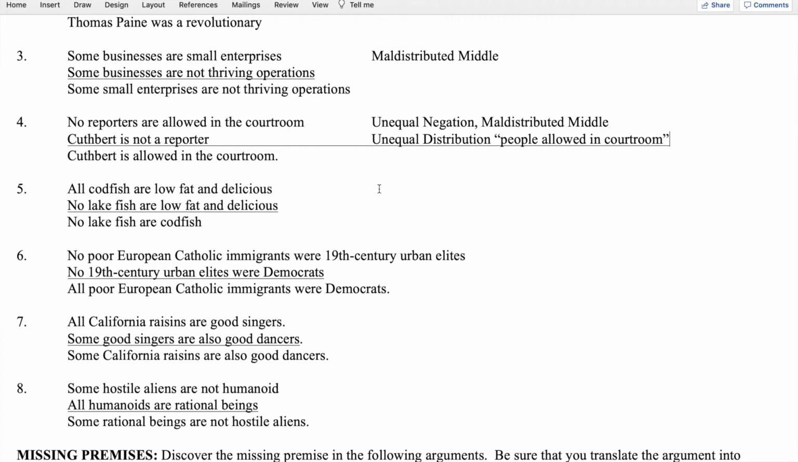Then we can look at the end terms, and we have lake fish distributed twice, both times as the subject of a universal. And then we have codfish also distributed twice. In the first premise, it's subject of a universal, and in the conclusion, it's predicate of a negative. And so this passes all three of the tests of validity, all three of the rules of inference. It is then a valid syllogism.